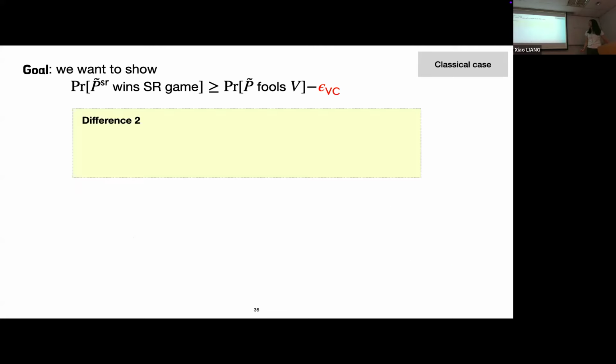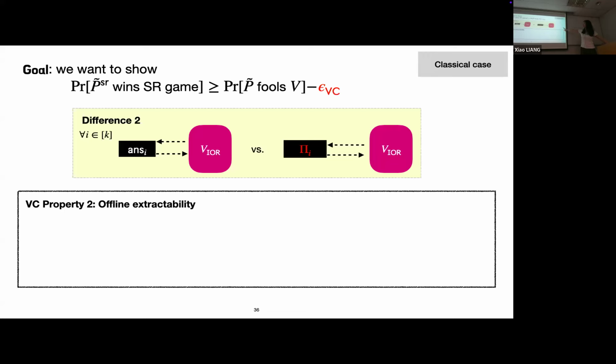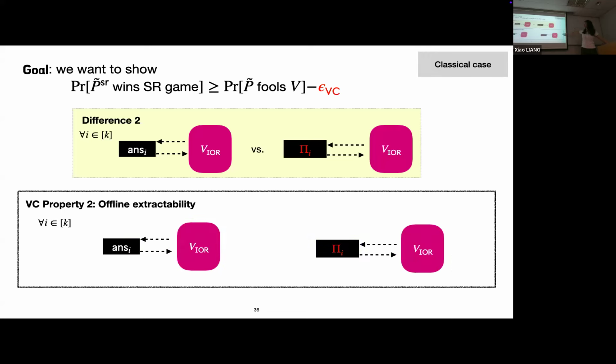Yeah, and the second difference is in how the IOR verifier's queries are answered. Again, the second property, which is offline extractability, says that these two are close. No matter if you are answering the IOR verifier's queries with ANS or with the extracted proof string, conditioned on the VC check passing, the two are close.